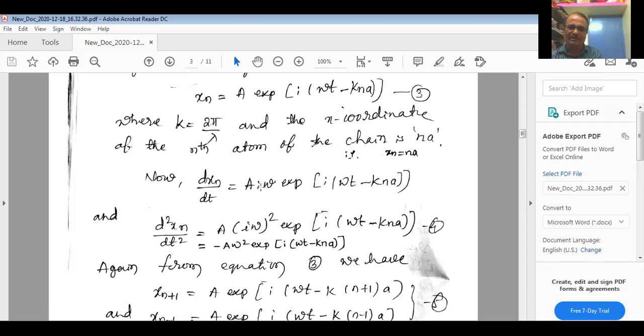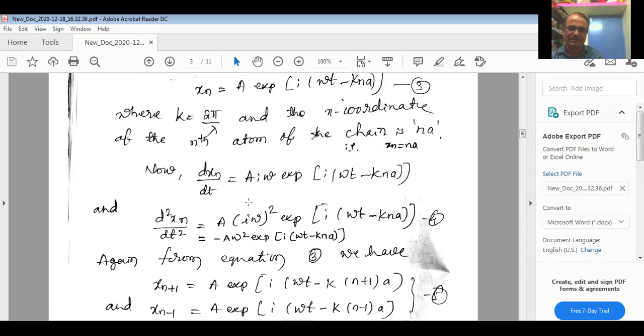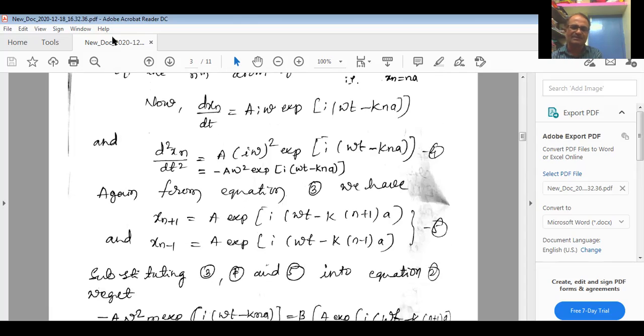So this i omega comes, and again you differentiate this equation. Once again, it becomes d square xn divided by dt square. This is equal to a into i omega whole square, because again i omega comes, so it is multiplied, it becomes square. And this is equal to minus a omega square exponential of i into omega t minus kna, because this negative sign comes because of this i square, which is a complex number. i square is equal to minus 1.